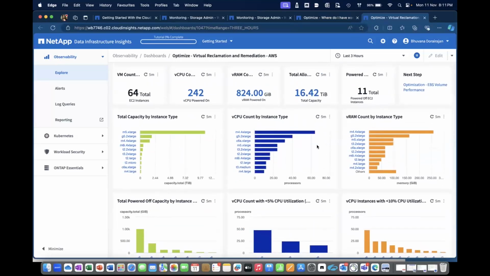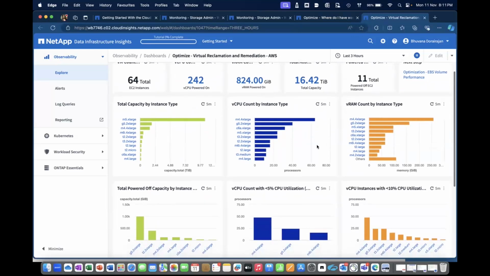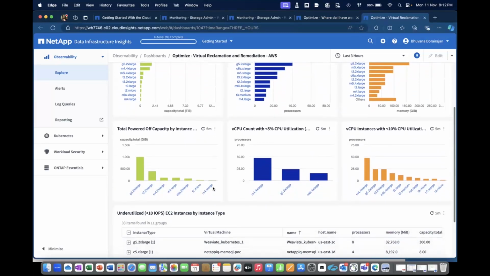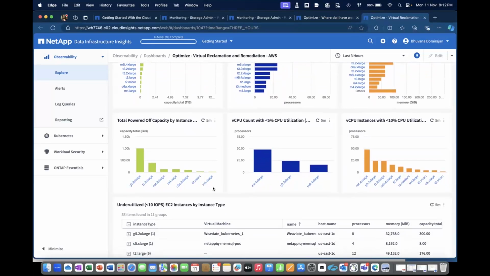So here's another dashboard that's gathered all information to have a holistic overview of your AWS environment: total number of EC2 instances, total number of vCPUs in AWS, the total amount of vRAM, and the number of powered off virtual machines, right?